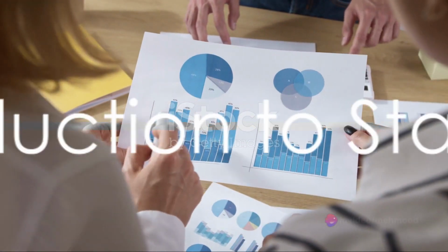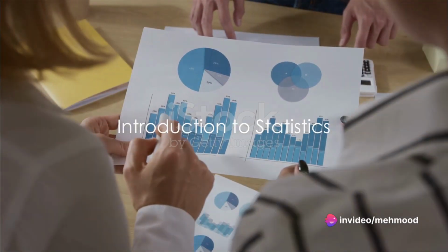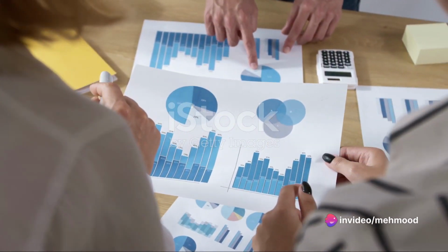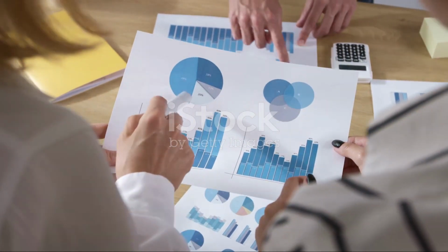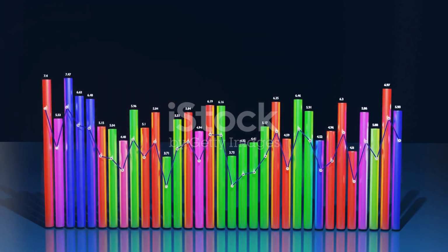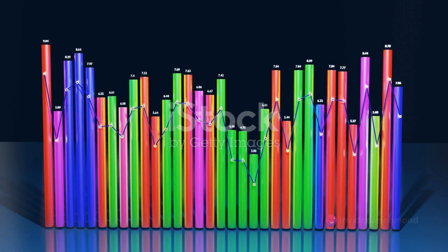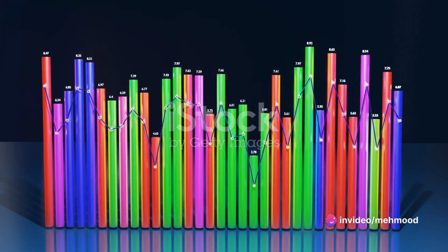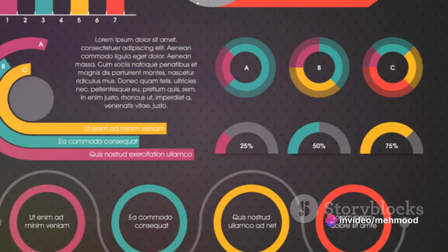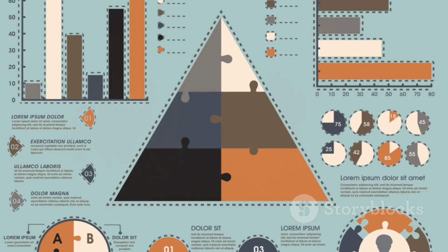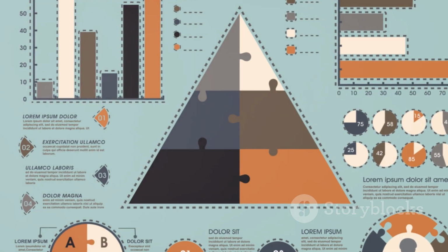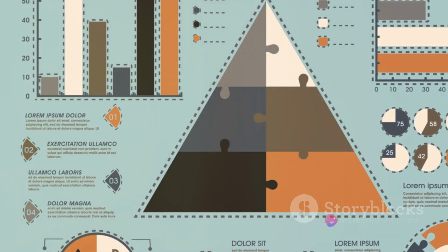Ever wondered how decisions are made based on data? They're not just hunches. They're conclusions drawn from a branch of mathematics called statistics. This mathematical field is instrumental in our world as it deals with the collection, organization, analysis, interpretation, and presentation of data. So when we talk about statistics, we're talking about a system that helps us make sense of the world around us, transforming raw data into meaningful insights.